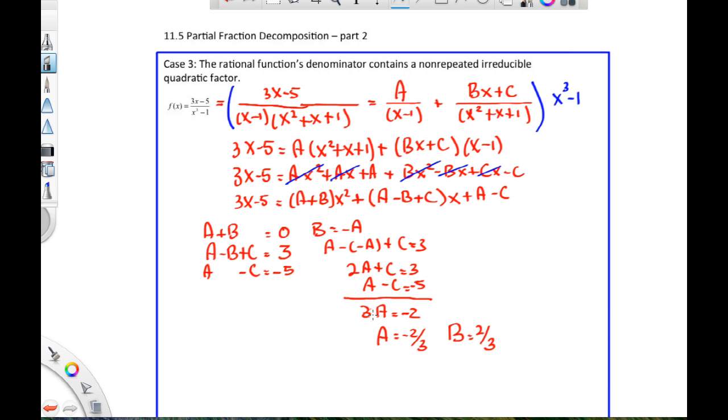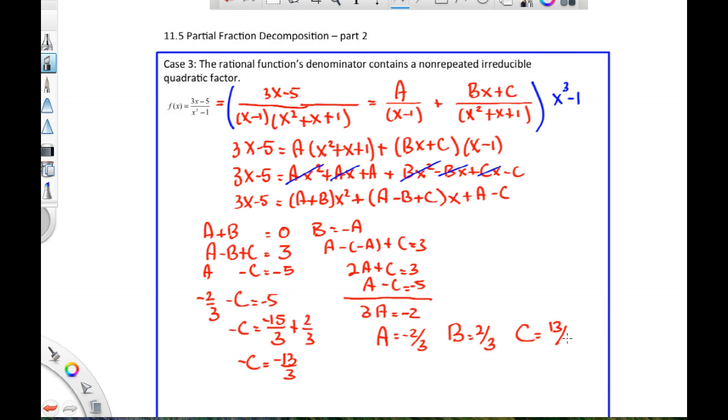Then I have a little bit of work left to do, so I'm going to plug my value for a into this one over here. So negative 2/3 minus c is negative 5. So negative c is equal to negative 15 over 3. I'm going to change this to over 3 and bring this one over here, plus 2/3, sorry, plus 2. So negative c is negative 13 over 3. Then c would be positive 13 over 3.